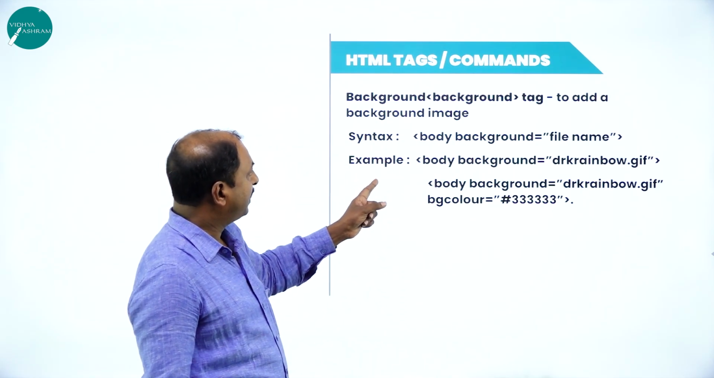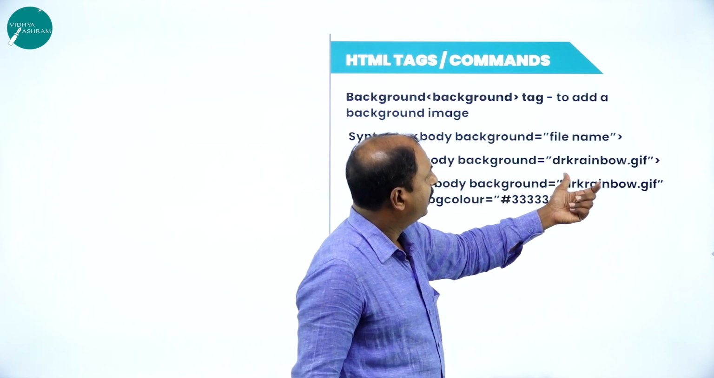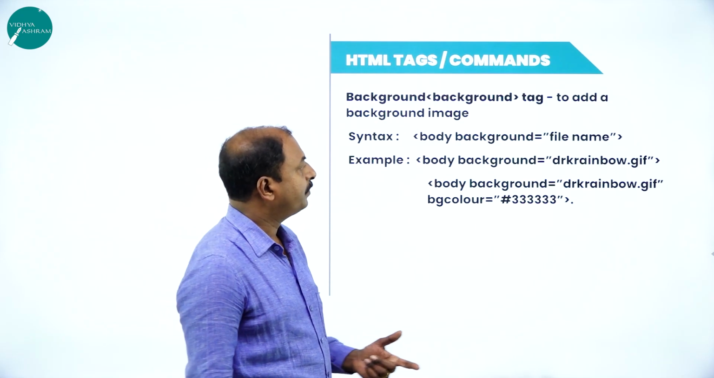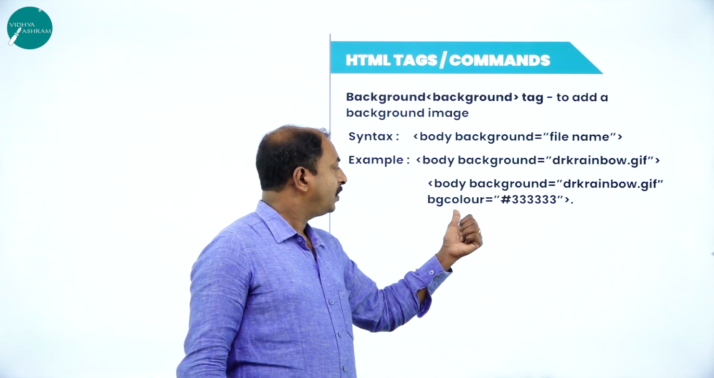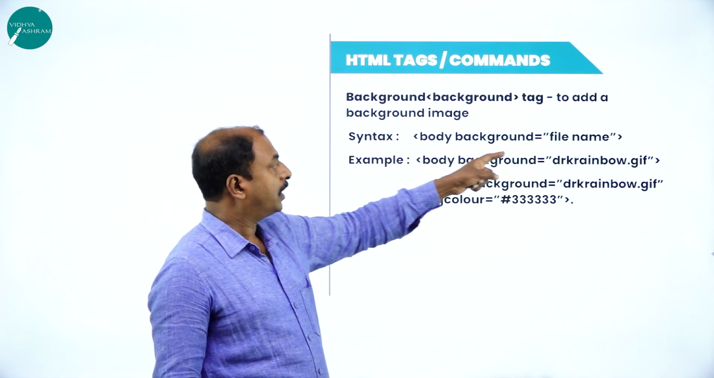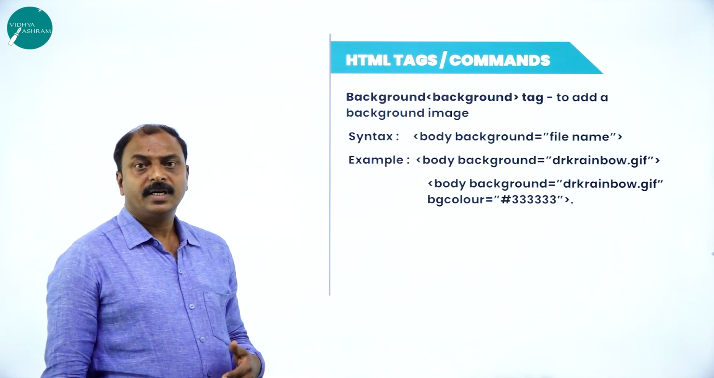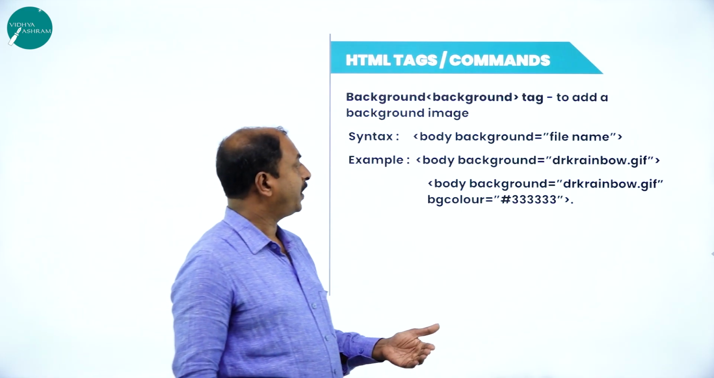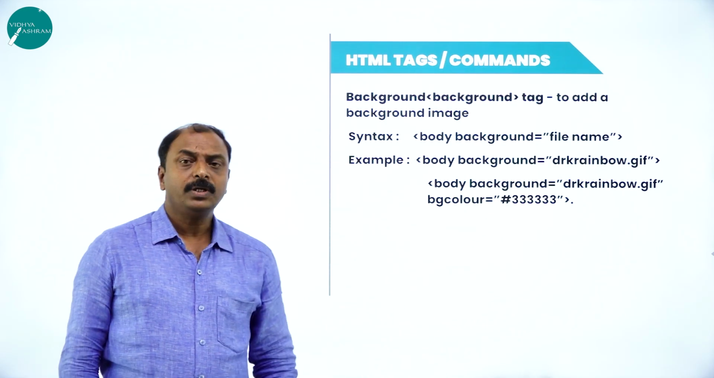Next, one more example. This is a syntax example here: background equals, this is drk rainbow.jpg, this is the file name. And another example is, this is the file name, and along with bgcolor, this is one more option or one more attribute we can use along with body or along with the background tag. So background tag is used to insert a background image to our website or to a web page, and it is also possible to have background color and background images. So this is background tag.